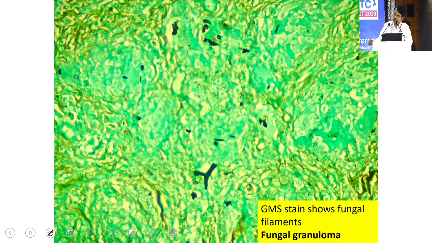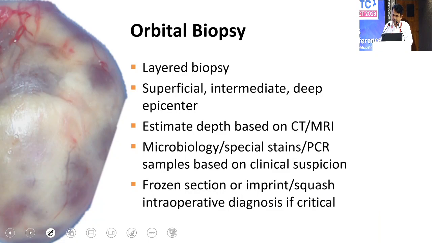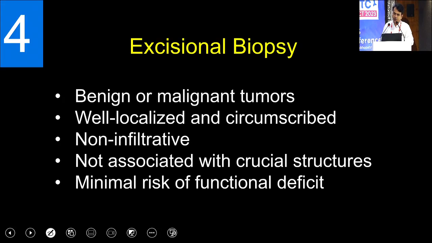So unless you ask for special stains in a given clinical situation, the pathologist may not do it. Or if you don't ask for microbiology evaluation or preserve some fresh tissue for PCR, you may not get the diagnosis. So you don't have a second chance here. You should anticipate the diagnosis and get appropriate investigations.